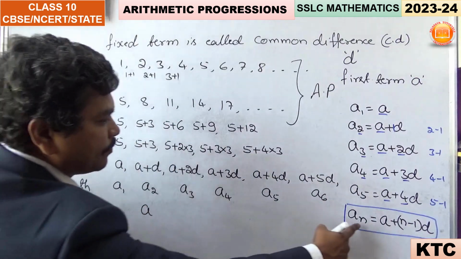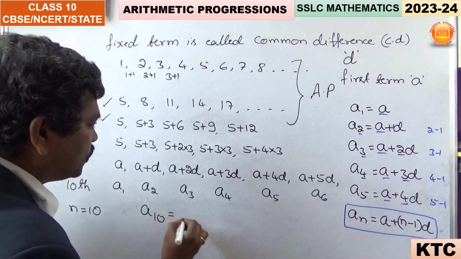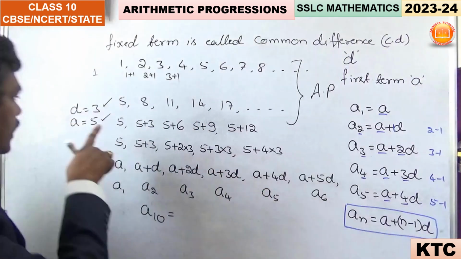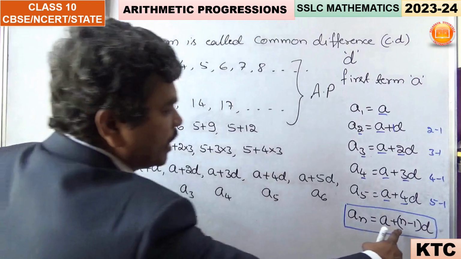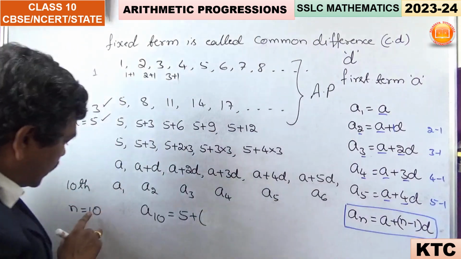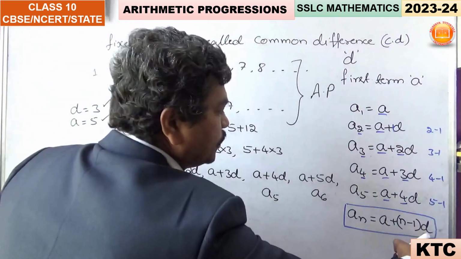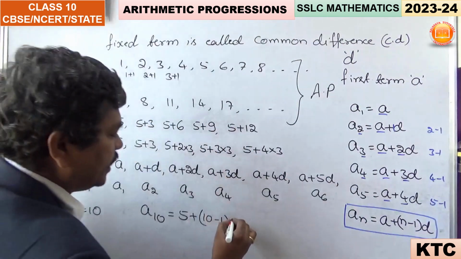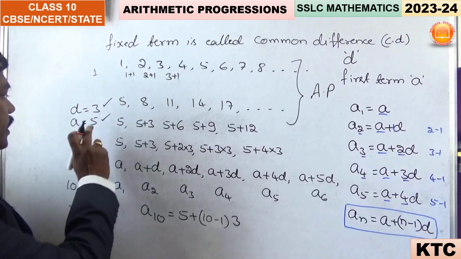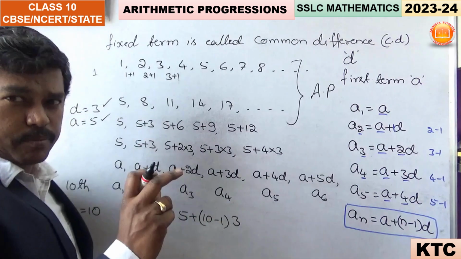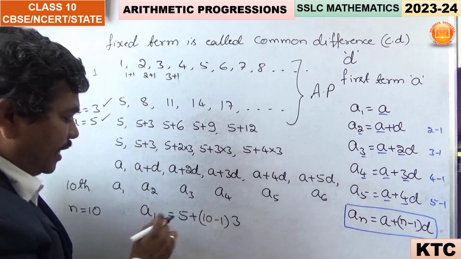You observe here, I write this formula by using the values. Here n means it is 10. A10 is equal to, here the number A is indicated as 5. Here we have to write 5 plus n minus 1, N is 10, 10 minus 1, and into D. Here D is 3. You have to substitute these values N, A, D in this formula. That is the nth term. So you get the 10th term here.